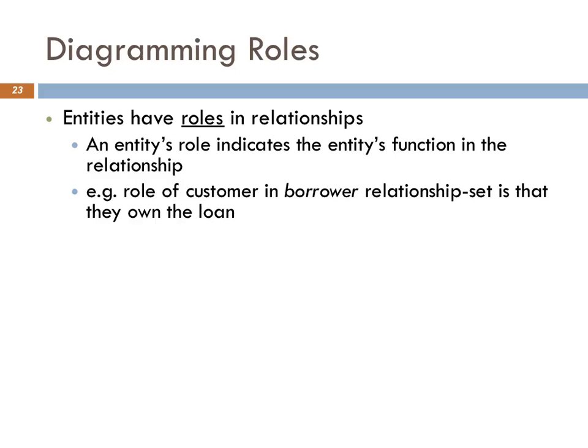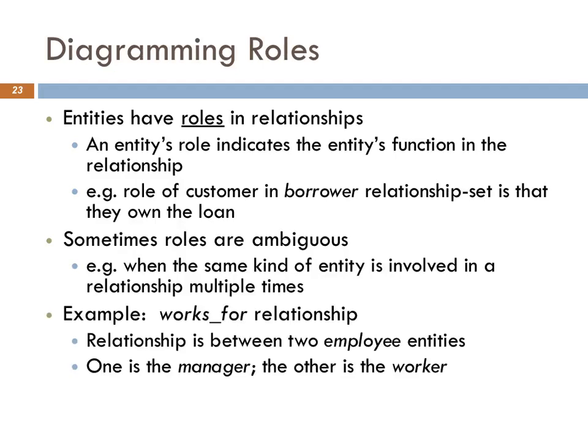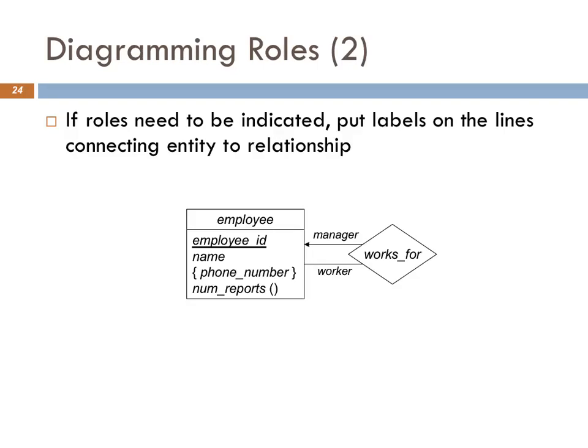That's easy enough. But if you have situations where an entity set is related to itself through a relationship set, well, then you have a situation where the role is not necessarily obvious. Works for is the typical example used to describe this. So you have two employees, one is the manager, the other is the employee or the worker, and so you have to figure out which side is which. And so the way that we do this is we can just label the lines.